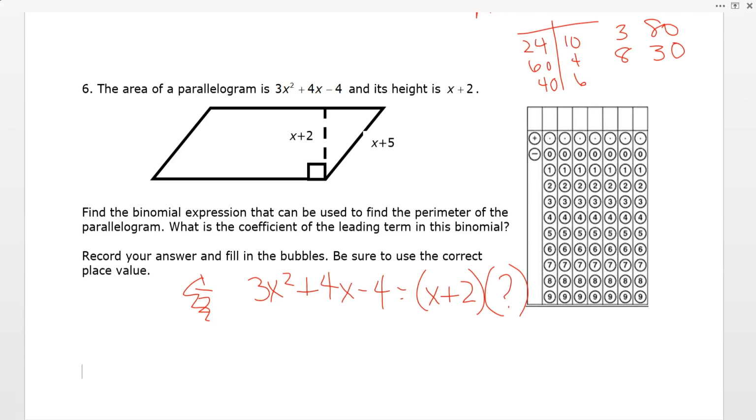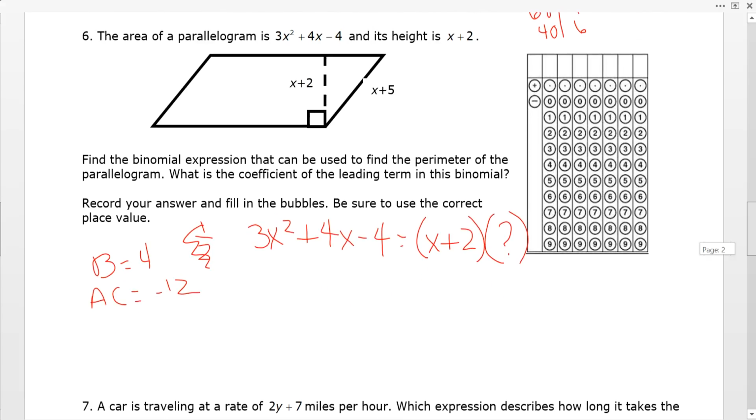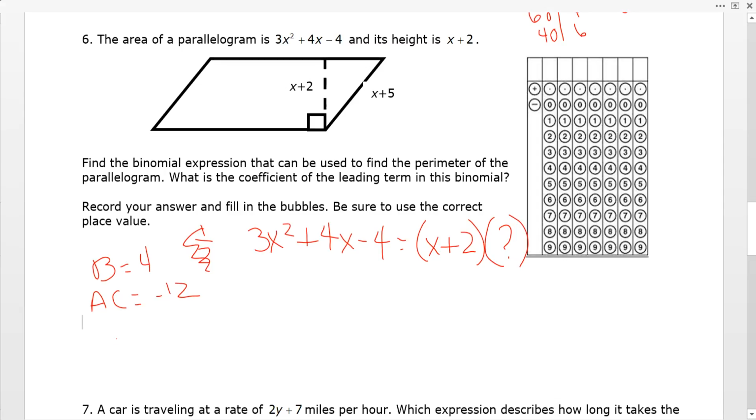Okay, there is no common factor. So my sum is 4. My product is -12. My factors are going to be 6 and -2. So I end up with a box that has 3x squared and -4 and -2x and plus 6x.